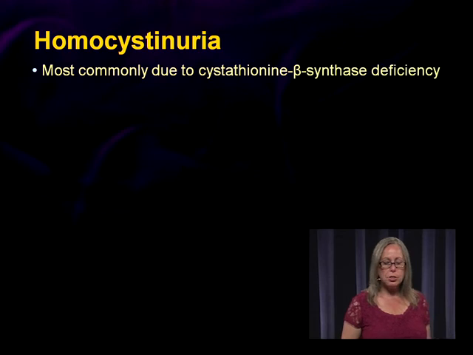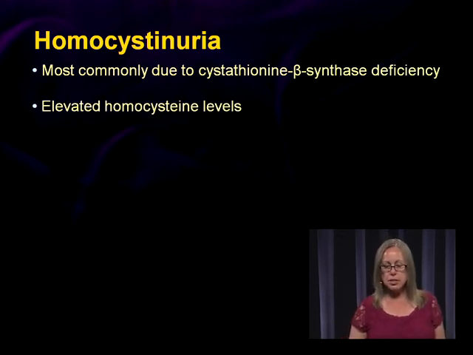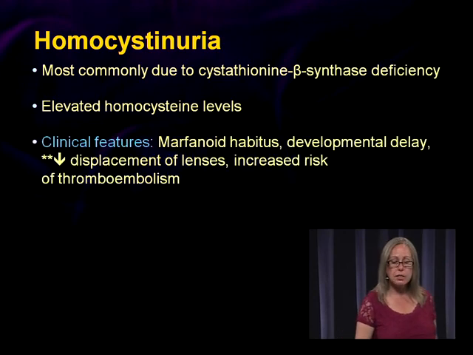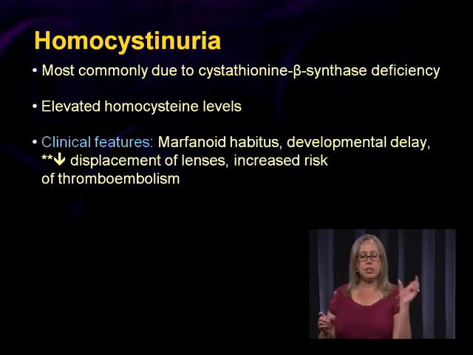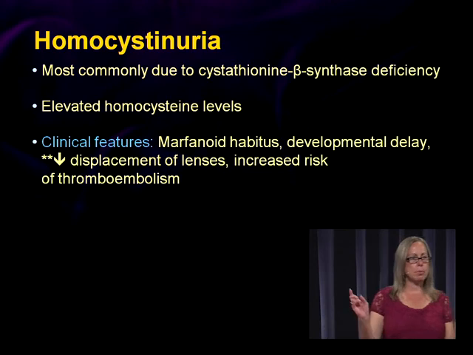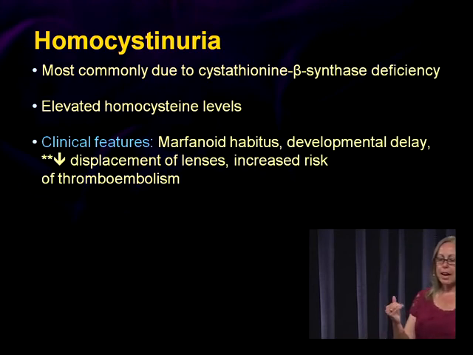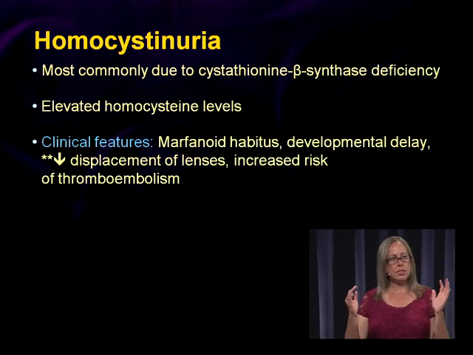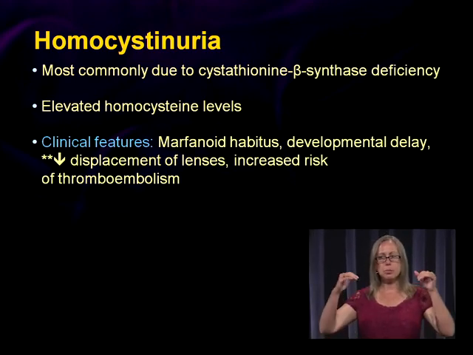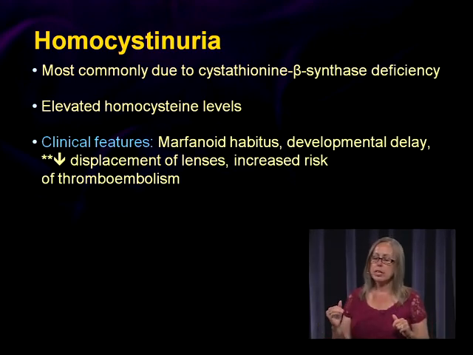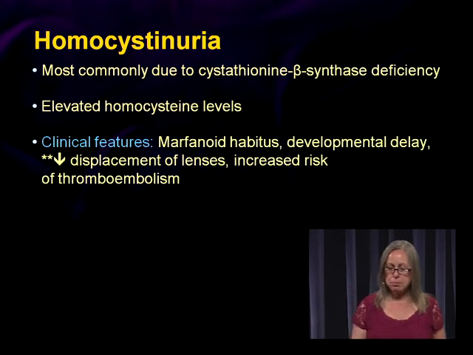So homocystinuria is most commonly due to cystathionine beta synthase deficiency. It'll give you elevated homocysteine levels. The clinical features, again, include that marfanoid habitus. So remember back to Marfan's, this is the phenocopy, but this is the recessive rather than dominant Marfan's. Developmental delays, has a downward displacement of the lens, so it also has ectopia lentis. Marfan's tends to displace upwards. And there's also an increased risk of thromboembolism.